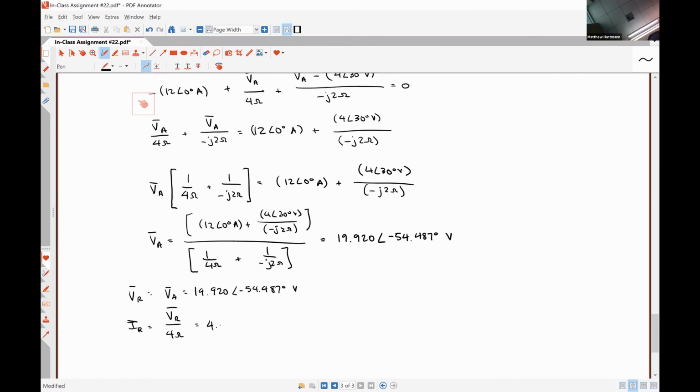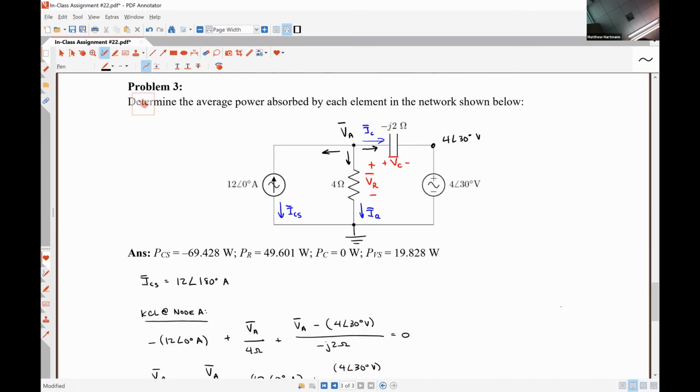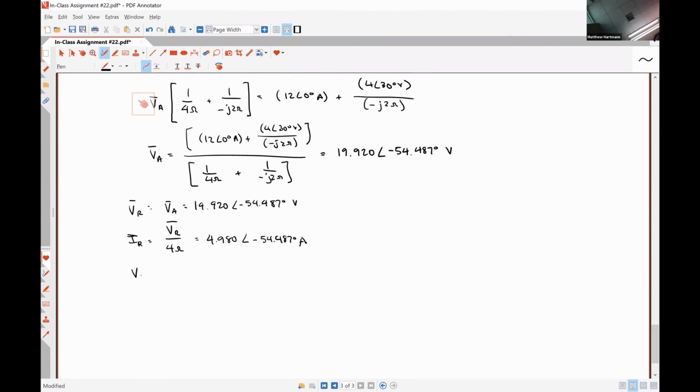Which is 4.980 with an angle of negative 54.487 degrees amps. How could we go about finding VC? VA minus the voltage source. That's exactly right. So VC is VA minus 4 angle 30 degrees volts, which I get to be 19.937 with an angle of negative 66.006 degrees volts.